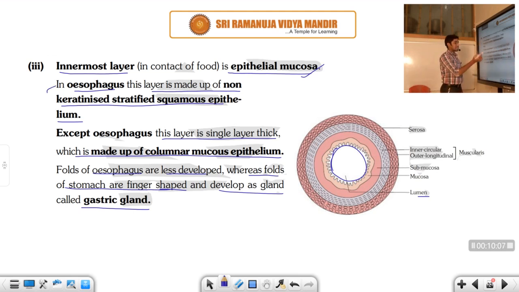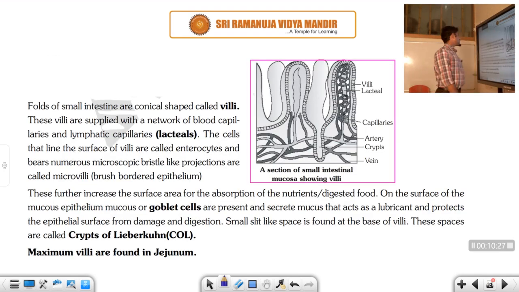So it is applicable to the stomach, and the finger-like shaped structure we can observe in the intestine, and developed as a gland that is called the gastric gland only. So student, this is about the four alimentary canal properties. Let us see another important topic, student.